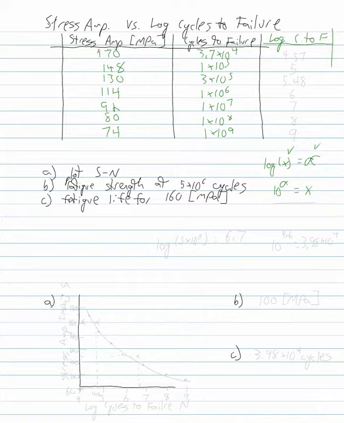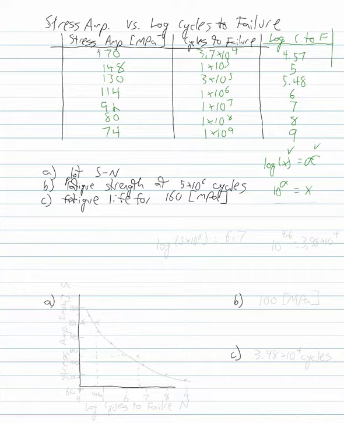And plugging this into the formula for 3.7 times 10 to the fourth, we get 4.57 log cycles to failure. For 1 times 10 to the fifth, we get 5. 3 times 10 to the fifth, we get 5.48. 1 times 10 to the sixth, we get 6. 1 times 10 to the seventh, we get 7. 1 times 10 to the eighth, we get 8. And 1 times 10 to the ninth, we get 9. Now we go ahead and plot these.